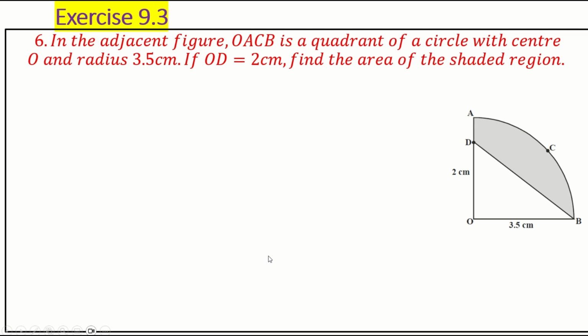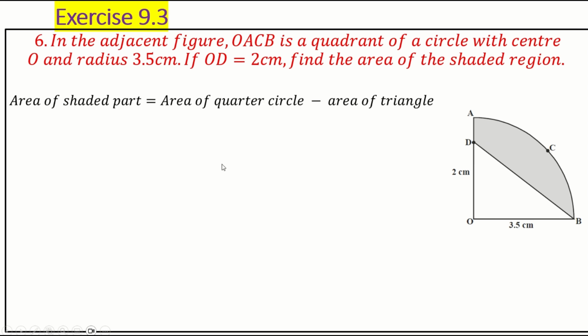Next. In the adjacent figure OACB is a quadrant of circle with center O and radius 3.5. If OD equal to 2 centimeters, find the area of the shaded region. This is easy. You have a quarter circle first, minus this triangle area. That's all you have to do, right? Area of a quarter circle minus area of triangle.